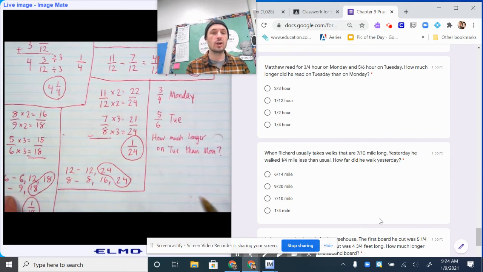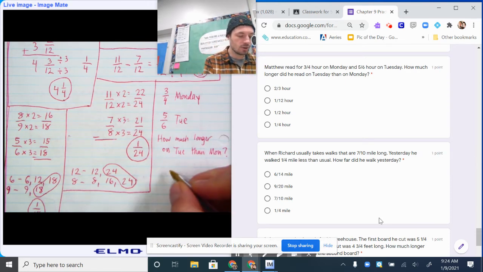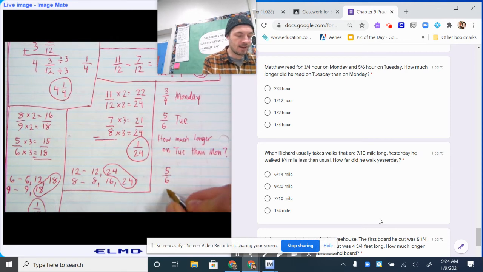I would have to do a subtraction problem, because when they say how much longer, they're saying, what's the difference? What's the difference between this fraction and this fraction? And anytime you're asked to find the difference, you know you need to subtract, because the difference is the answer to a subtraction problem. So I'm going to do 5/6 minus 3/4.